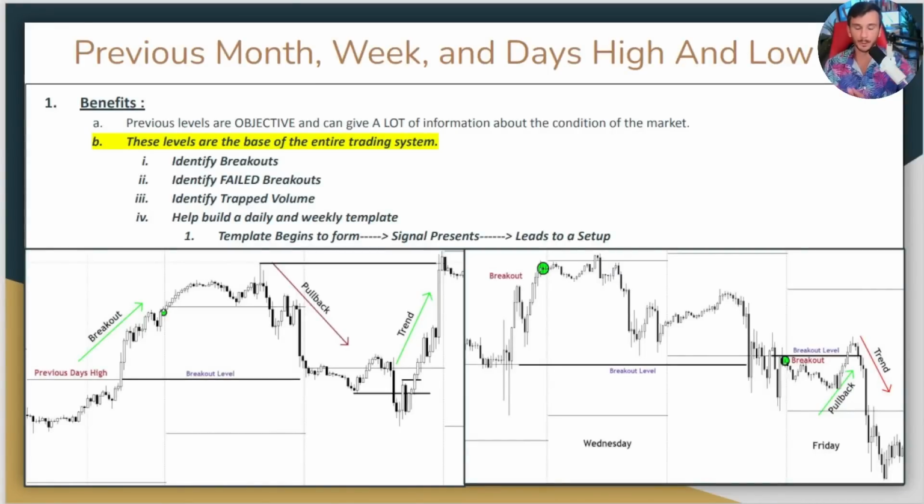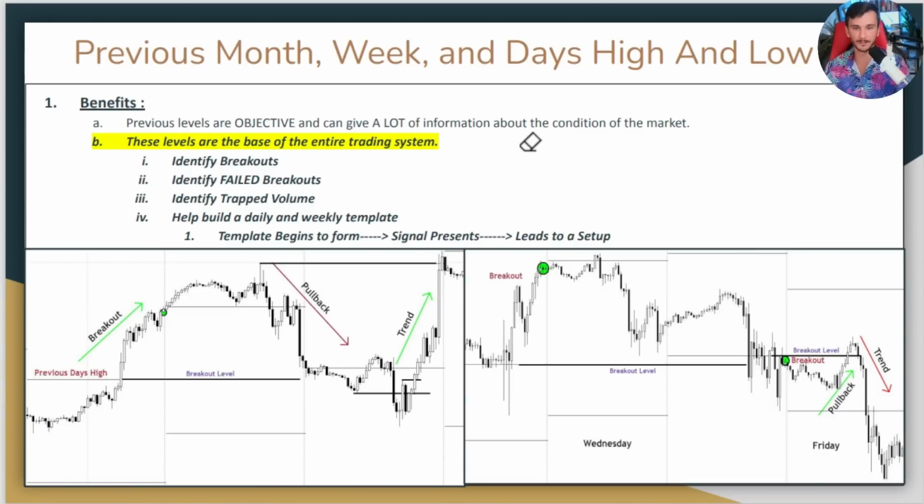We're going to talk about the previous month, week, and day's high and low, because these levels are going to be the main source of your information. So what are some of the benefits? The previous levels are objective. If I were to remove all of the candles from the screen and just have those levels up there, they're not going to go away. The previous day's high and low is not just going to change or disappear.